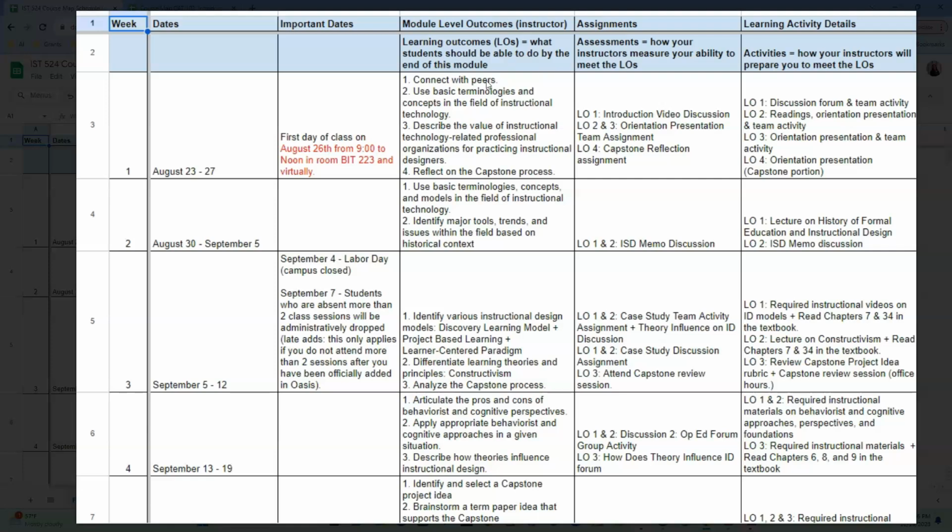But you'll see how I have those learning outcomes, what students should be able to do, assessments, and I explain to students how instructors measure your ability to meet the learning outcomes, and then activities, which mean how your instructors will prepare you to meet the learning outcomes. So again, I'm putting this in language that my students can understand, because it's not just for me, this is for them as well. So this leads us to our first activity.